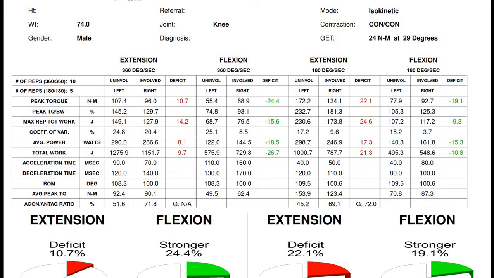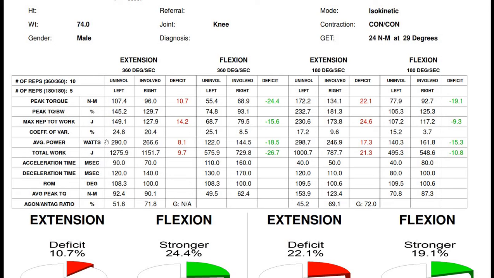So the difference, or deficit, I should say, will usually be similar to peak torque. I would say out of the two that max rep total work is the more useful of the two measurements than peak torque, based on what we've covered in the previous section. But as I say, it's a way of adding a few more numbers really.